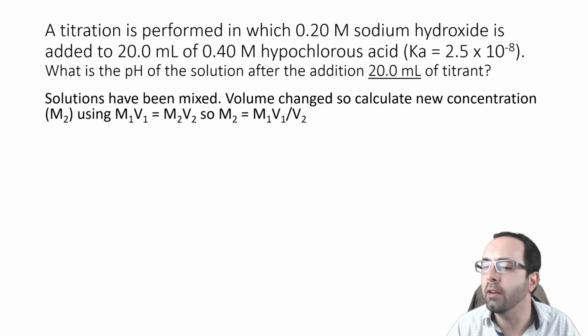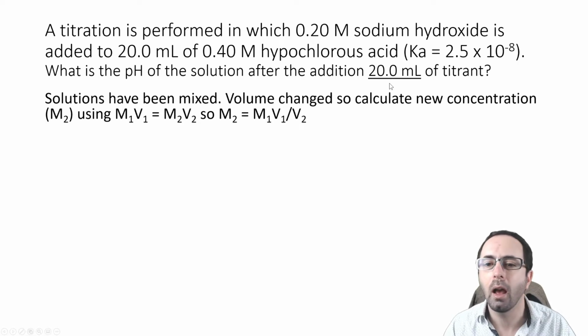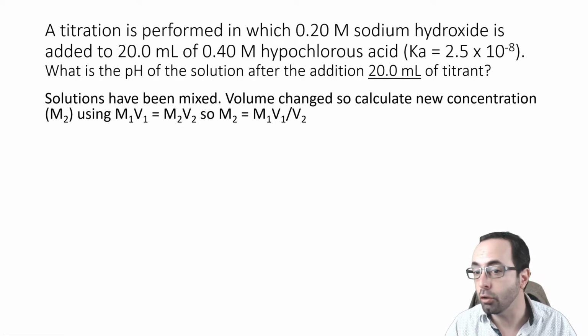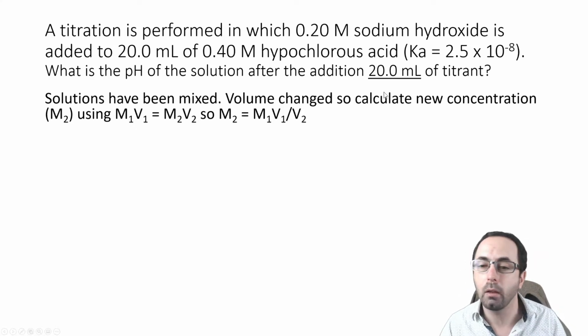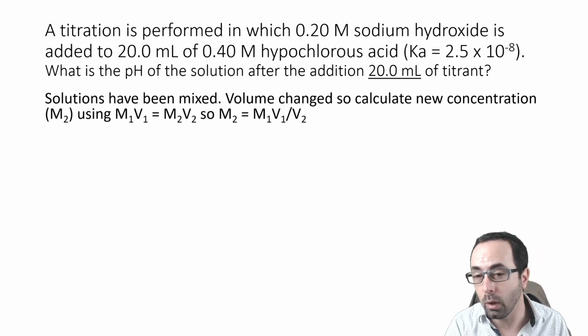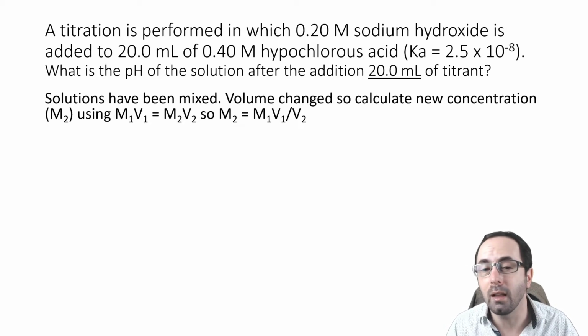And this is where I do things a little bit different than your book. I treat the fact that we have mixed 20 milliliters of our hypochlorous acid solution with 20 milliliters of the titrant as a dilution of both solutions, because we took each solution, they were each 20 milliliters, but when we mixed them at the end, they had a new volume, which was 20 milliliters plus 20 milliliters, which is 40 milliliters. So I perform this calculation as a dilution to begin with. And the reason why I do this is because it allows me to stay in molarities for the entire problem.